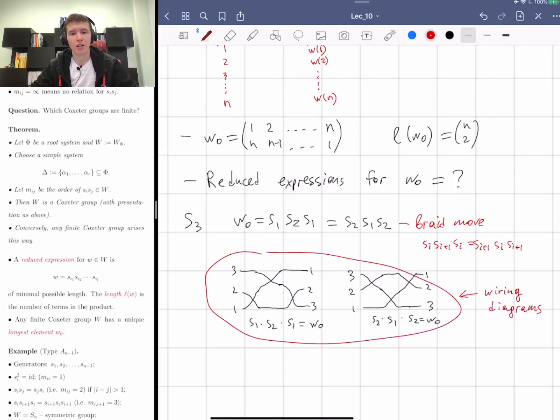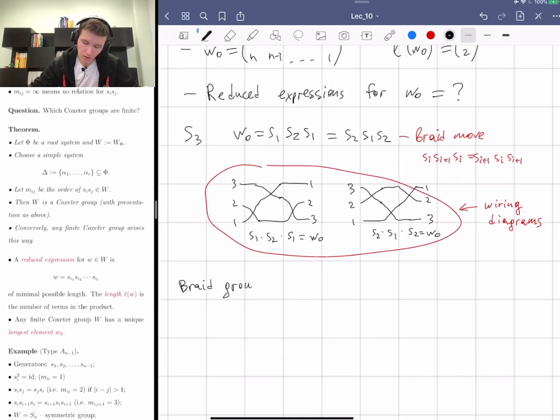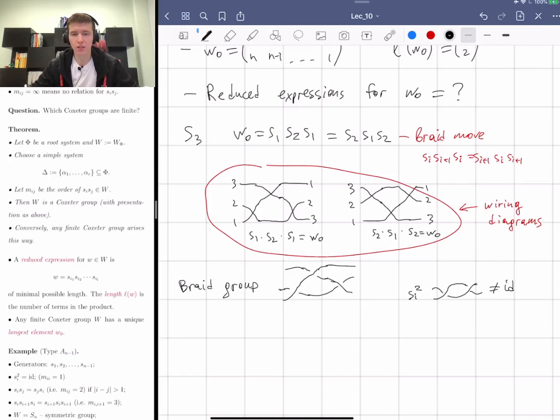Well, in the braid group, that's a good question. In the braid group, you draw these braids, which are kind of like this. You think of these wires as actual ropes in space. But then, in the braid group, if you write S_i squared, that's going to be a braid that looks like this. So it's not the identity. S_i squared doesn't cancel out with itself. And that's why I draw these wires just as flat intersections.